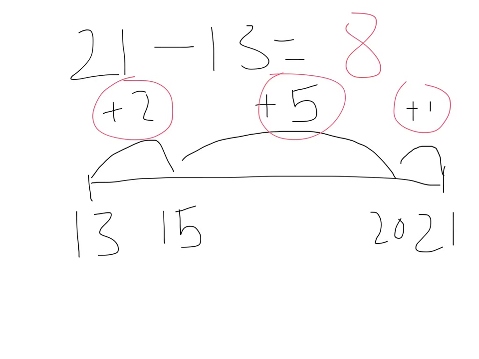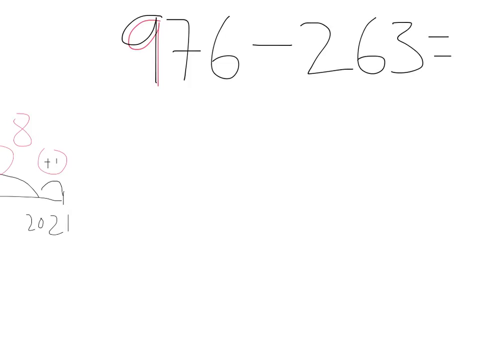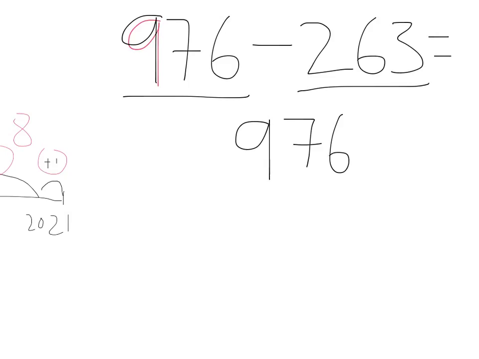Okay. Now we've got that clear in our mind, let's look at an alternative. Let's look at the column subtraction method. Let's try the numbers 976, subtract 263. We lay the first number on the top, 976, and we then lay the second number in order below it.